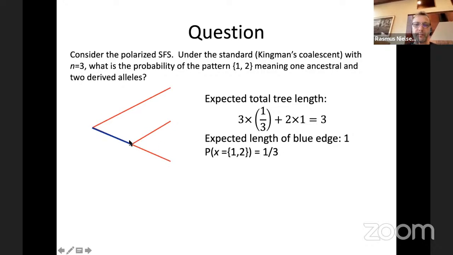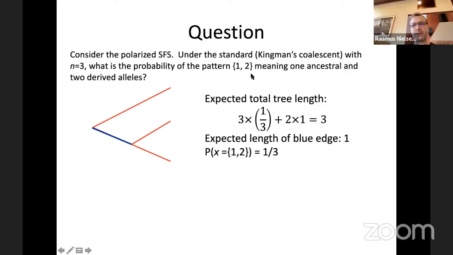The expected length of the blue edge is 1. Why is that? That is because the expected time in the tree in which there are 2 lineages is 1, and there's just 1 lineage that we're looking at. Okay, 1 edge. So all in all, the probability of having 1 ancestral and 2 derived is 1/3.